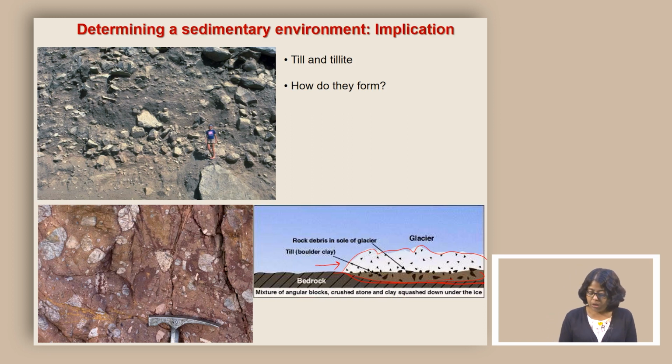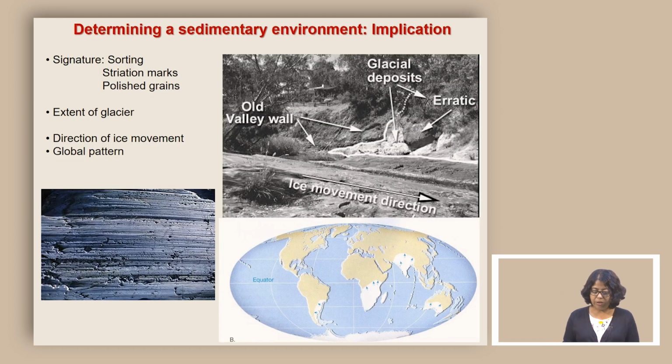On the other hand, if you just freeze this part, you are going to see a rock which has a lot of big boulders and tiny sand-sized grains as well as angular parts, and this is what is called a glacial till. If you convert it to a rock, then it is called a tillite, and this is an example, and you can also see some of the striation marks here. Now, if you find such a rock, then it definitely tells you that there was a glacier.